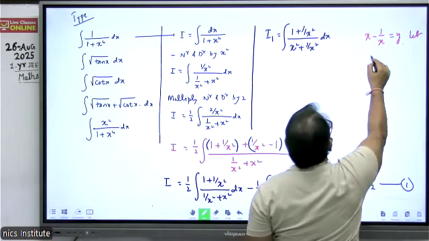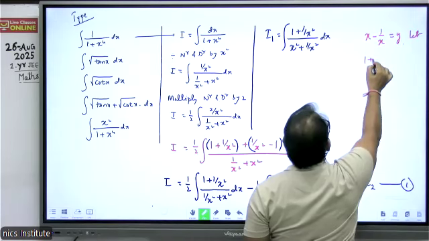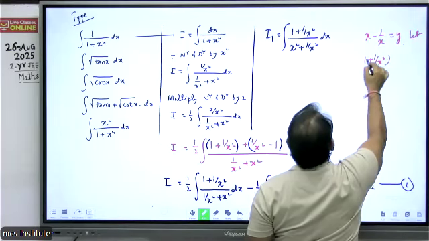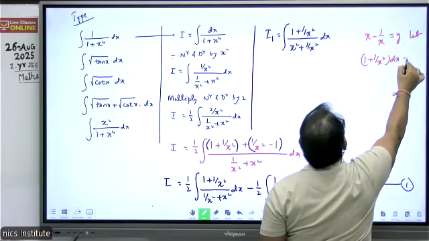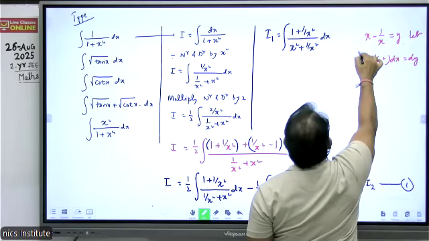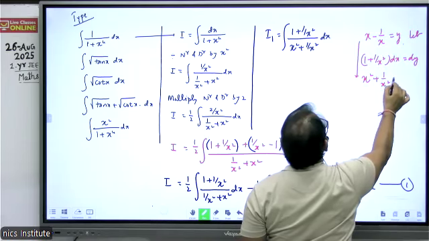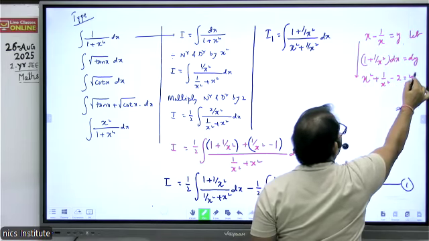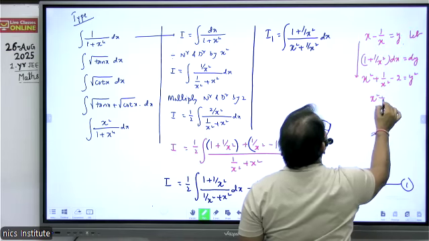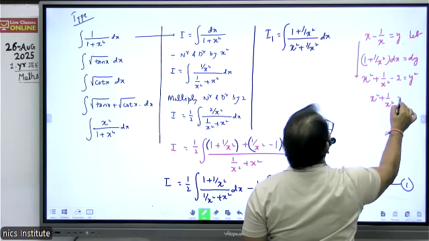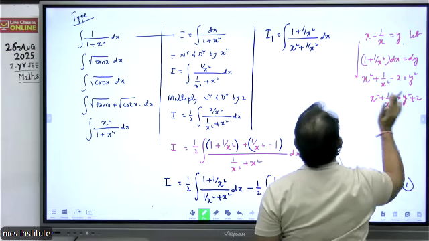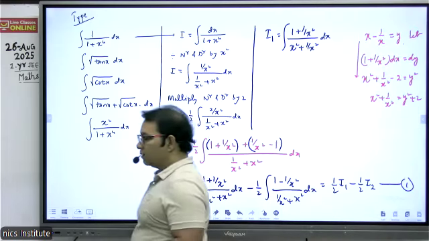Now, if I differentiate both the sides, it'll be 1 plus 1 by x square dx is equal to dy. And if I square this, it'll be x square plus 1 by x square minus 2 is equal to y square. That is x square plus 1 by x square is equal to y square plus 2. So just look at this. Is it okay?